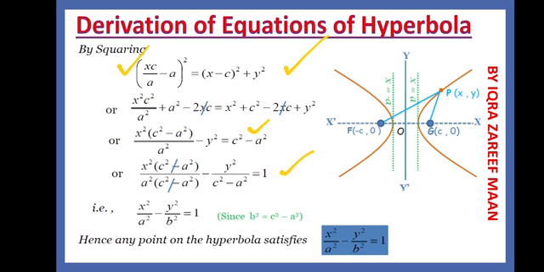Then we divide the whole equation by c square minus a square. The right side is equal to 1 and the left side is equal to x square over a square and y square over c square minus a square, and c square minus a square is equal to b square. By using this expression, we have the final equation of the hyperbola, that is x square over a square minus y square over b square is equal to 1. That satisfies all points of the hyperbola.